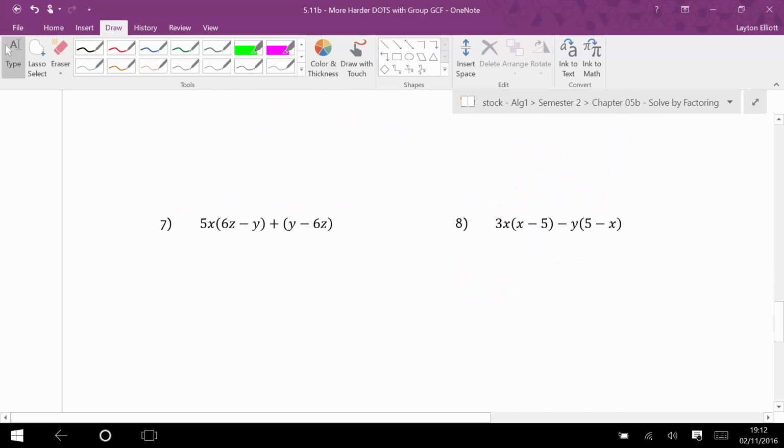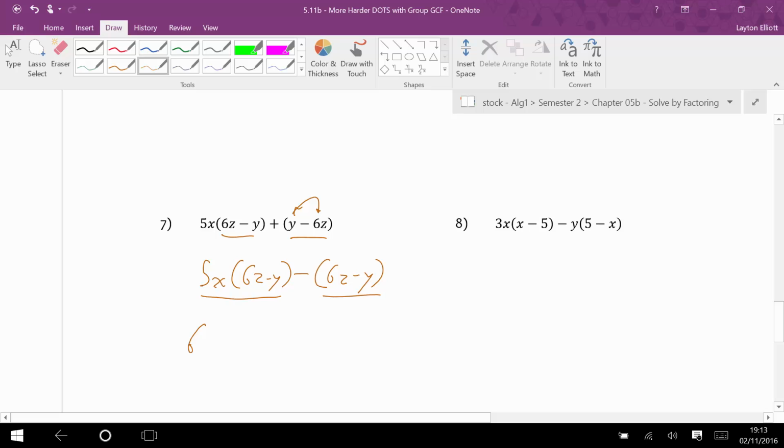Next, I see that these are almost in common, but they're not quite. We need to make them be in common. So what I can do to make them be in common is I can pull a negative out of one of them. So if I pull a negative out of one of them, and it doesn't matter which, I'm just going to do the second one. So I have 6z minus y, and then instead of a plus, I'm going to put a minus, and that minus is going to change the order of these two. It's going to make the negative 6z become a positive 6z, and it's going to make the positive y become a negative y. And if I write it that order, now I have the two of them matching.